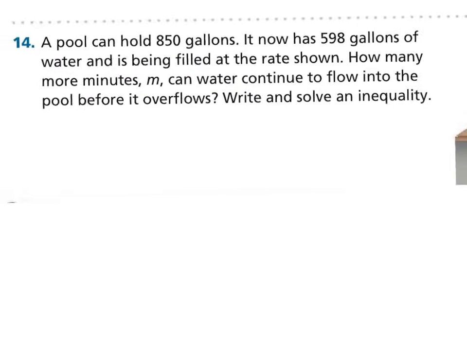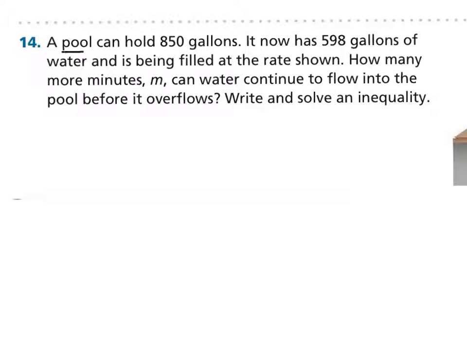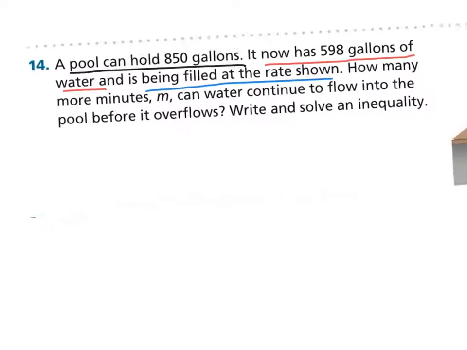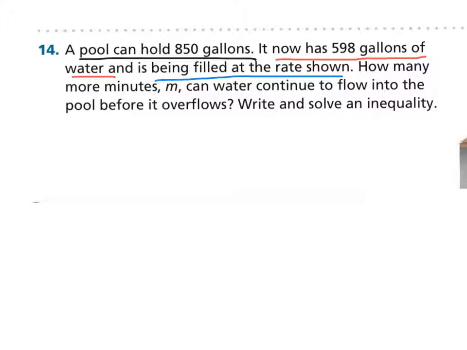Number 14, a pool can hold 850 gallons. It now has 598 gallons of water and is being filled at the rate shown. So the rate shown is 15.75 gallons per minute. So the question is, how many more minutes M can water continue to flow before it overflows, right? And solve an inequality.